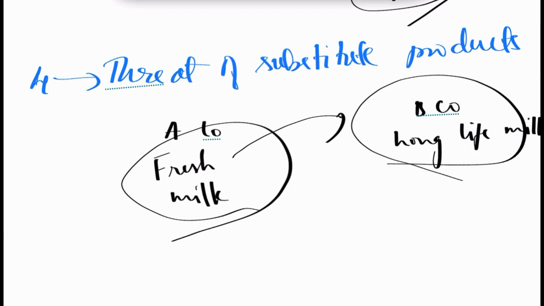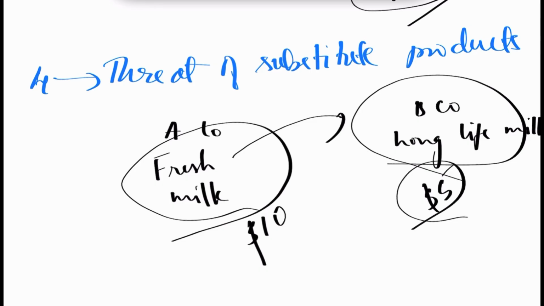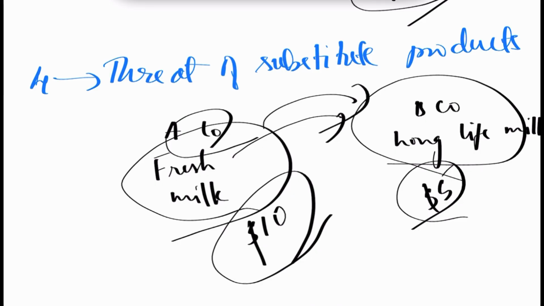The price is also less. Fresh milk price is like $10, and long life milk $5. So B company is providing another, substitute product for a lesser amount. Long life milk has a long life and a lower price, but the fresh milk has a high price compared to the other company's pasteurized milk. So what will the customers do? Customers will switch from A company to B company. This is the threat of substitute products.